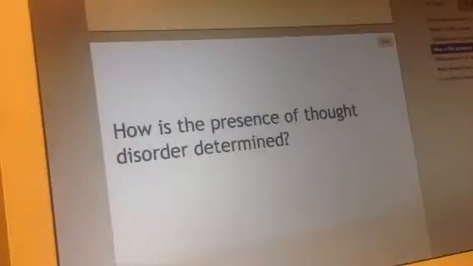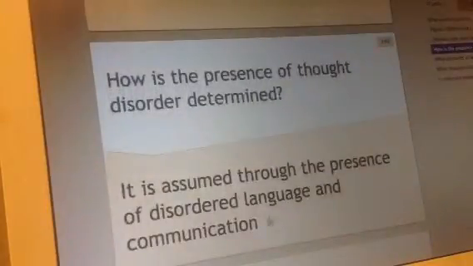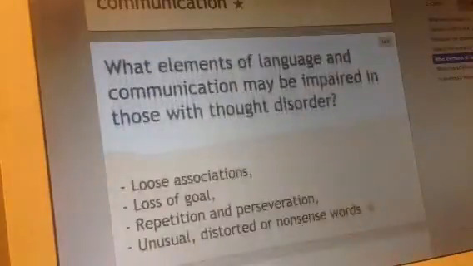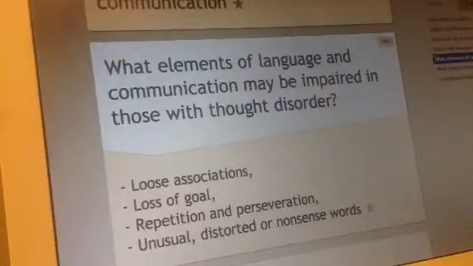How is the presence of thought disorder determined? It's assumed to be the presence of disordered language and communication. What elements of language and communication might be impaired in those with thought disorder? Loose associations, a loss of goal, repetition and perseveration, unusual, distorted or nonsense words.